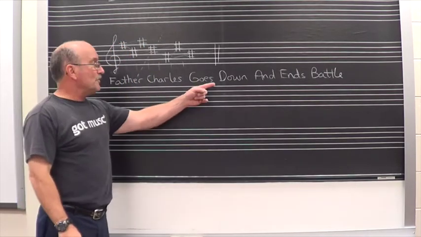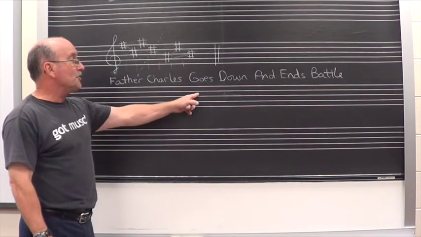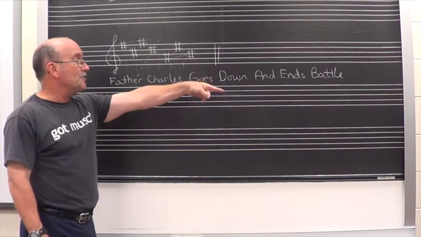Father Charles goes down and ends battle. F sharp, C sharp, G sharp, D sharp, A sharp, E sharp, B sharp.